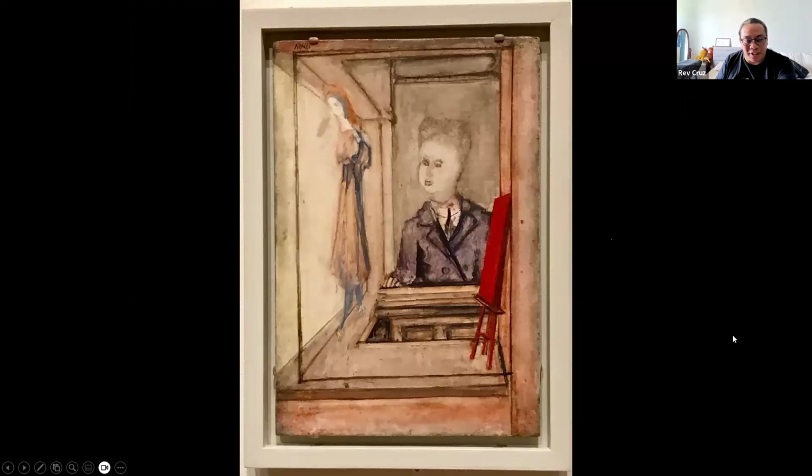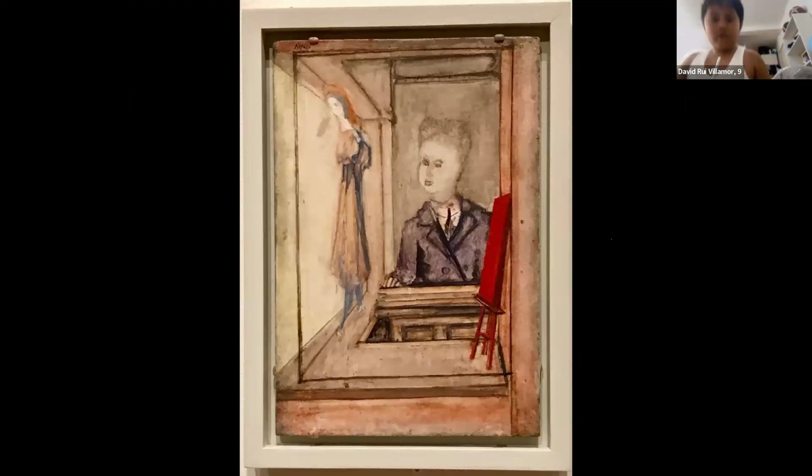Here's another self-portrait of him. I don't know why he looks like a ghost a bit. That was so weird, right, guys? You think?